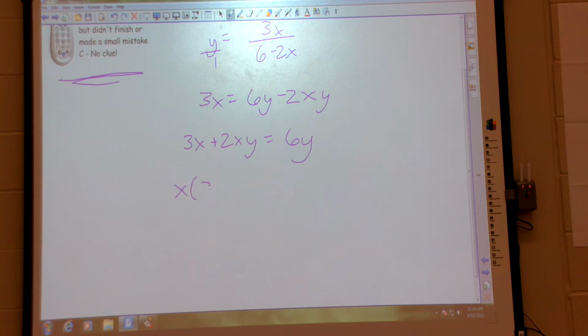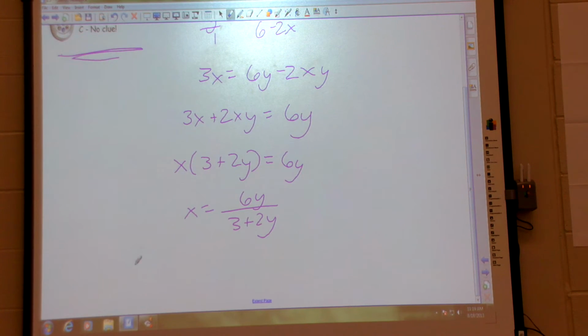Factor. I have x times (3 plus 2y). Now I want x by itself, so divide by all that. So I have x equals 6y over (3 plus 2y). And I'm going to go straight to my inverse notation. F inverse of x, switch x and y, is 6x over 3 plus 2x.